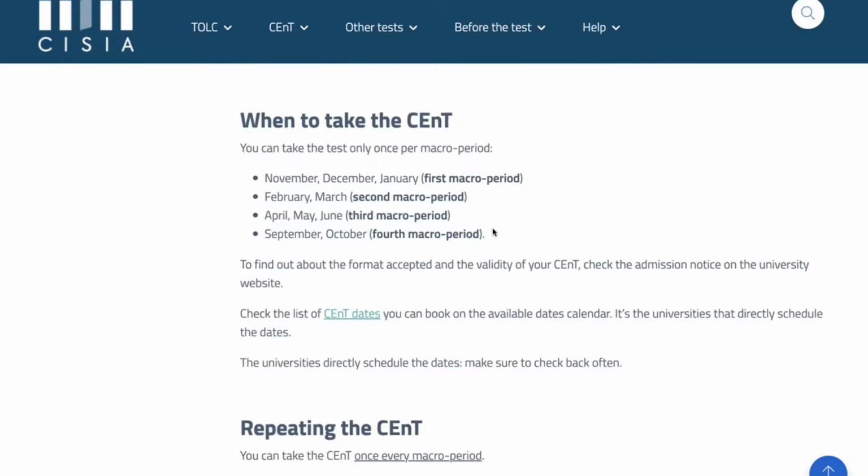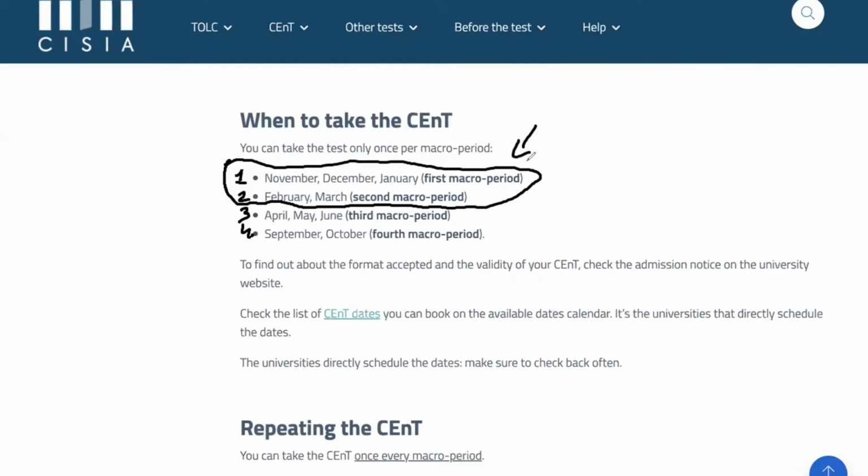So let me see if I can take notes. Maybe it will be more clear for you. So let me write 1, 2, 3, 4. So for international students, for non-European students, I think you have those 2 macro periods to take the test, because most universities close deadlines for non-European students. The deadlines are around April, or in the best case May. So you're really recommended to take the test in those 2 macro periods.